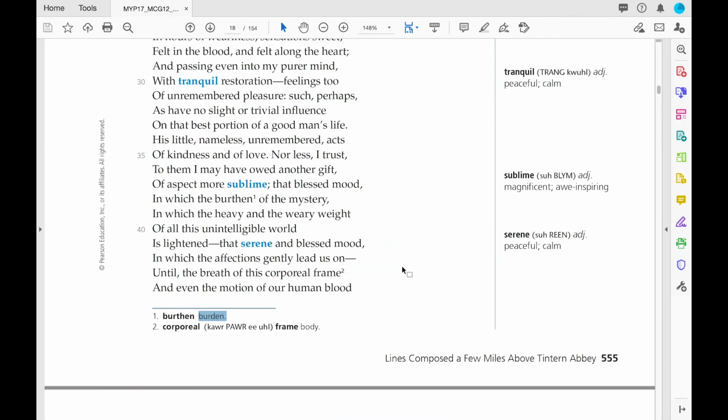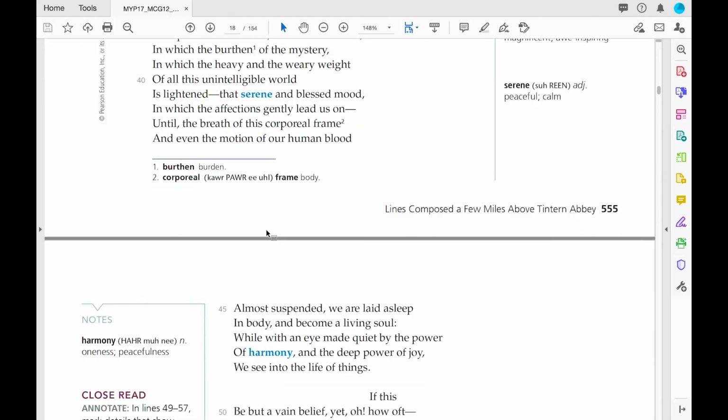All right, so we're going to go back up to line 36, right here. To what is the speaker referring to in line 36 when he mentions another gift? Okay, that this scene of Tintern Abbey has bestowed upon him. All right, so what's the other gift that this place has brought him? All right, let's go back down here.